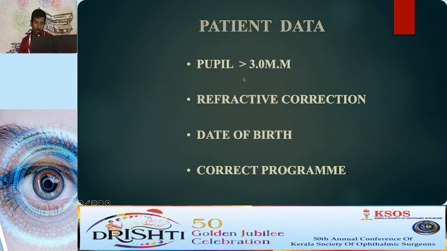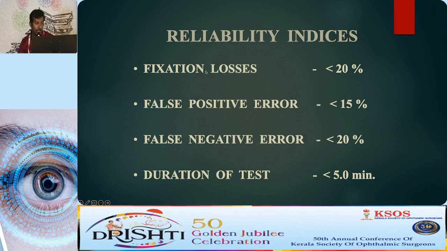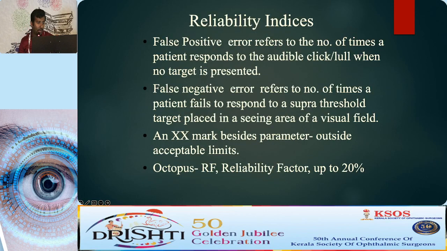Patient data also includes the pupil size and the demographic data. Refractive correction has to be entered. Date of birth has to be entered correctly because it uses the database for normative data. For the reliability indices, you have to look at fixation losses, which is done by the Heijl-Krakau method, blind spot monitoring. Also false positives should be less than 15% and false negatives should be less than 20%. Very easy to look at: if it is more, it will put a double X mark next to it.